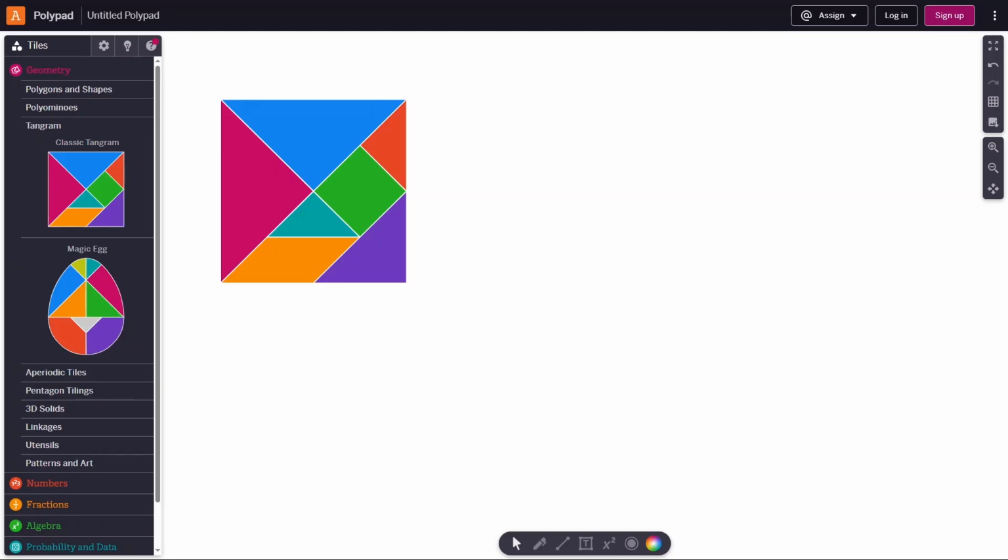Let's explore equivalence through area. Imagine that this large tangram square represents one whole unit. Our job is to determine what fraction of the whole each piece represents.